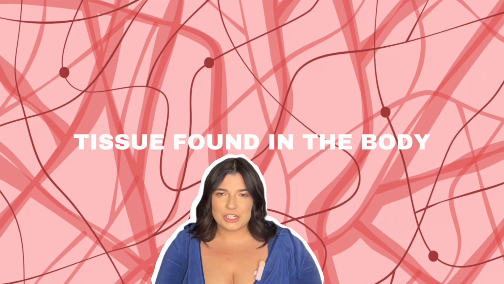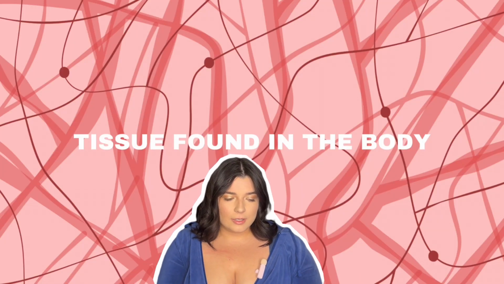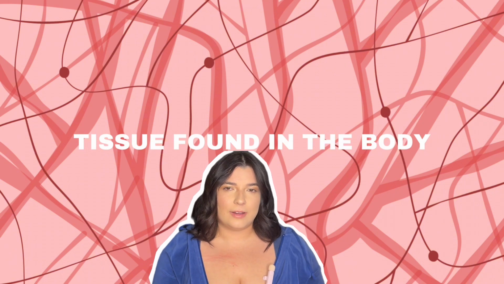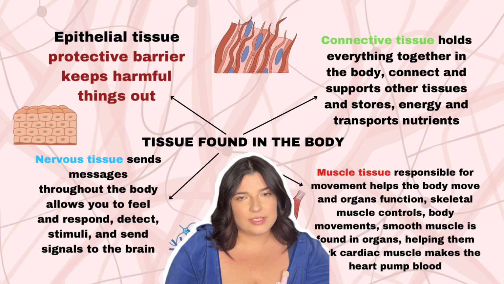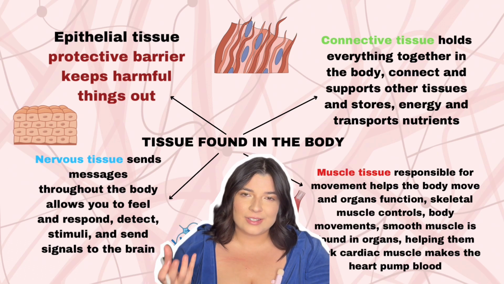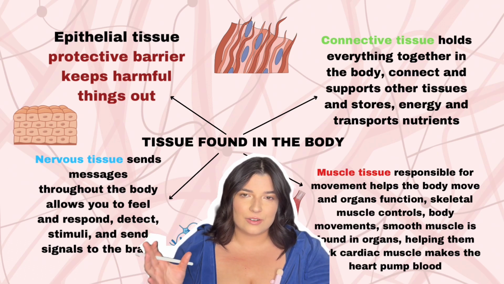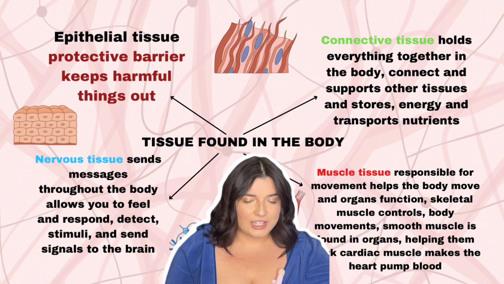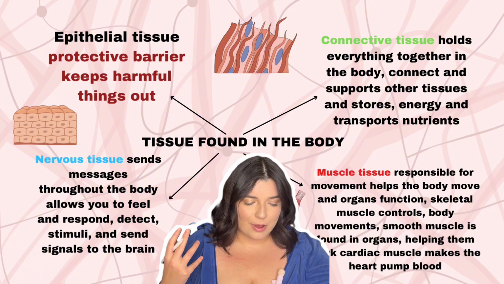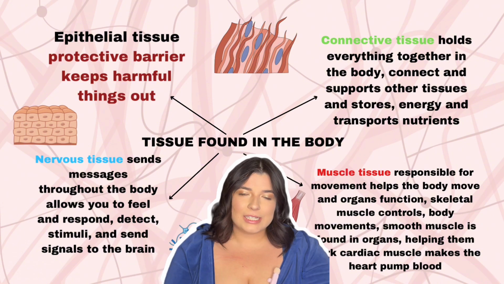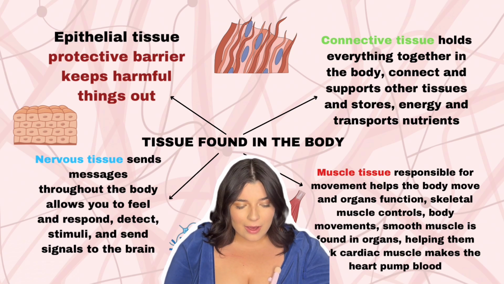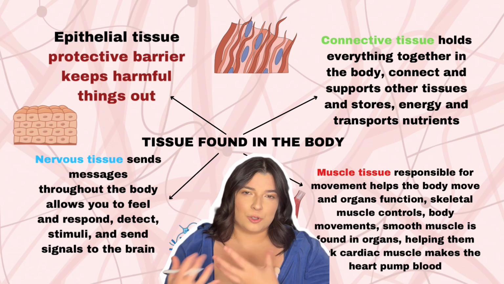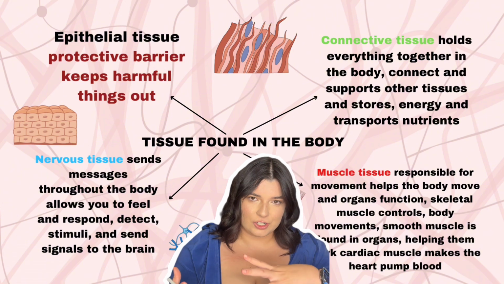So there are 4 tissues found inside of the body. Tissues work together to basically keep the body functioning properly. The first one is going to be epithelial tissue. Epithelial tissue forms the outer layer of the skin and the inner linings of your organs, like your stomach, your lungs, and blood vessels. The job is basically just to act like a protective barrier and to keep things out, and also to help with absorption and sensation.